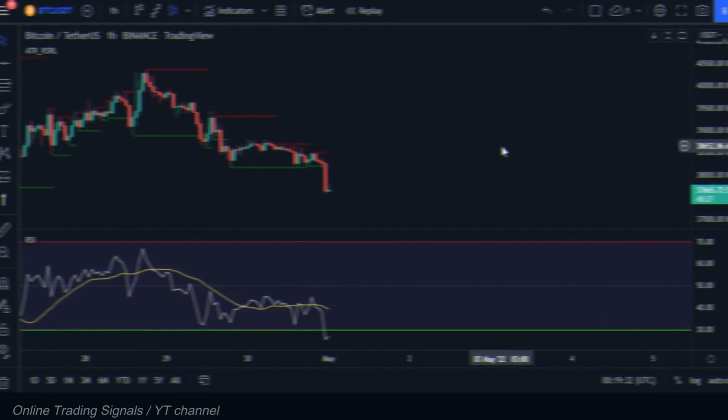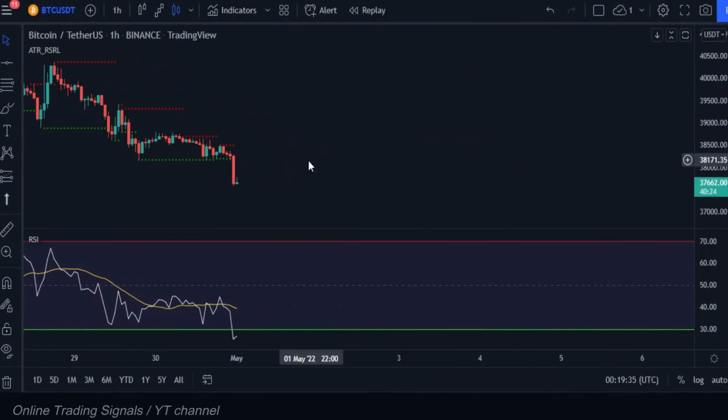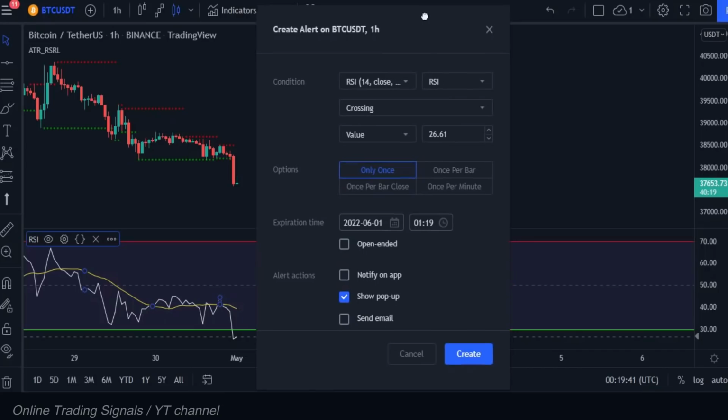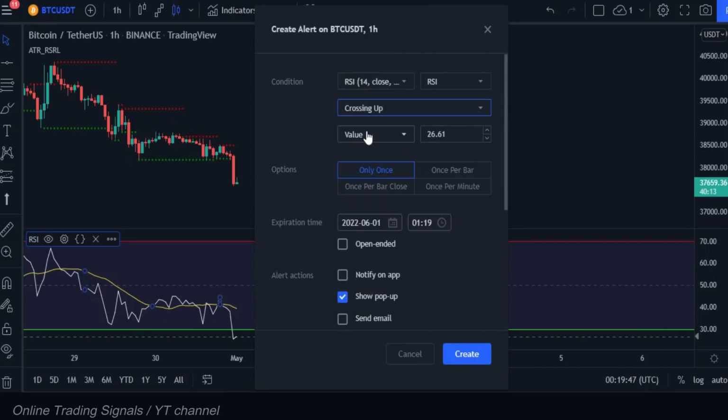The last thing in this video, and it may be a separate lesson by itself, is how to add an alert when lines are breached. For the RSI indicator, we can add an alert from here by clicking the 3 dots that you see here. Then choose Add Alert on the RSI. From these options, choose Crossing Up. As for the value field, set it to 30. It is the same value as this green line that you see here.